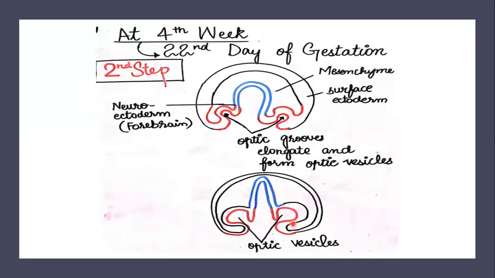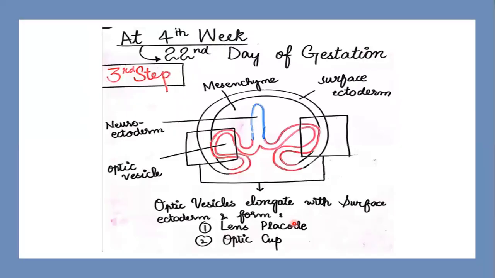So what was the first step? In the first step, there is a formation of optic grooves. In the second step, there is a formation of optic vesicles. Now moving on to the third step, there will be the connection of the optic vesicles with the surface ectoderm. Over here, you can see that these vesicles elongate toward the surface ectoderm, and they will touch and be connected to the surface ectoderm on both sides.